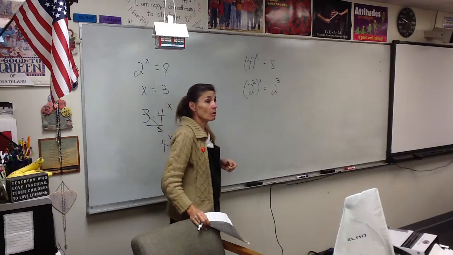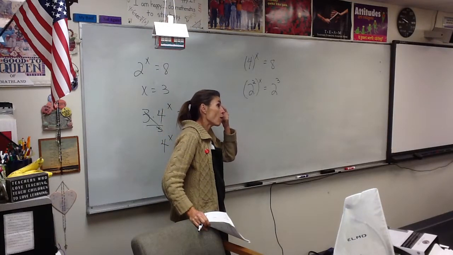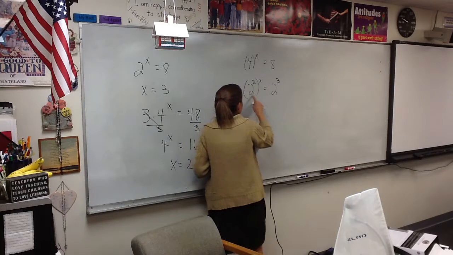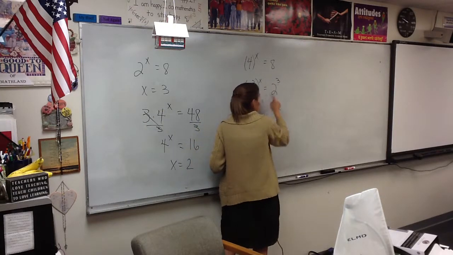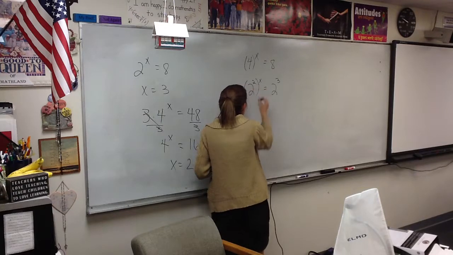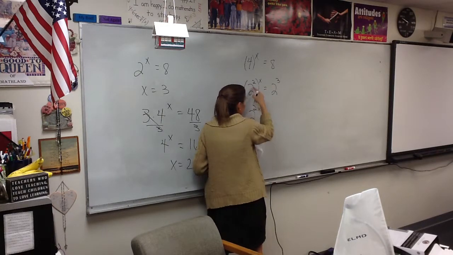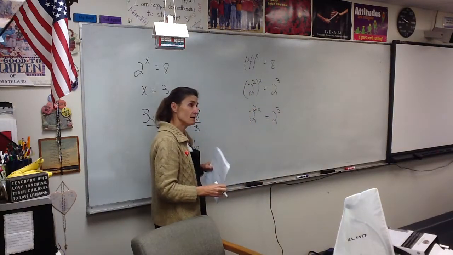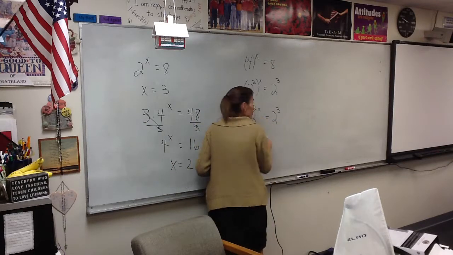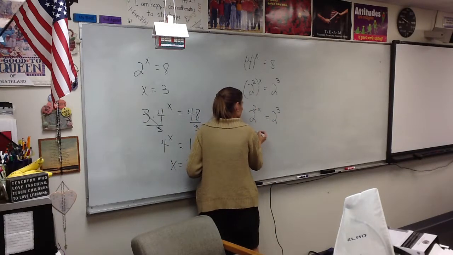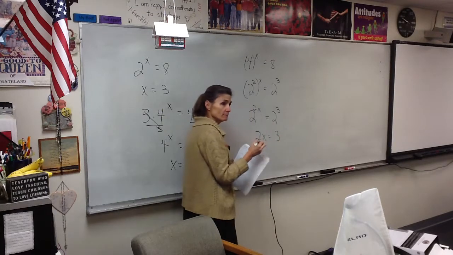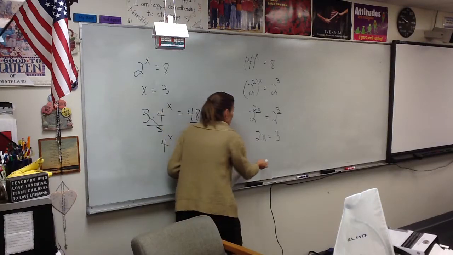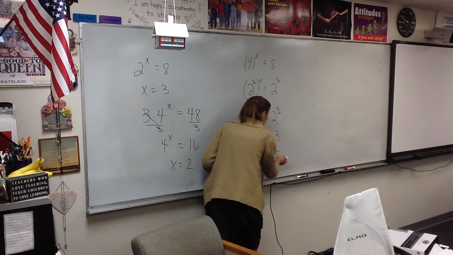8 is not a power of 4, but 8 and 4 are both powers of 2. So I will rewrite 4 as 2 squared and 8 as 2 cubed. So now I have 2 to the 2x equal to 2 to the third. Well, wait a minute. If 2 to the 2x equals 2 to the third, what does that mean? 2x has to equal 3? Doesn't that make sense that these two would have to equal each other? So x equals 3/2.